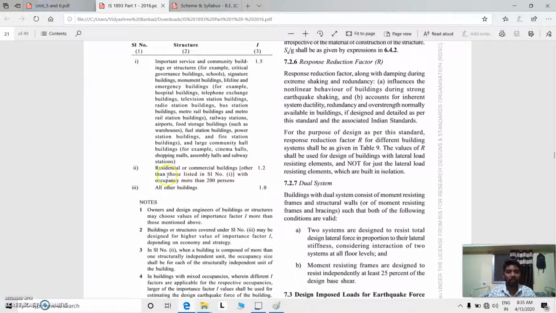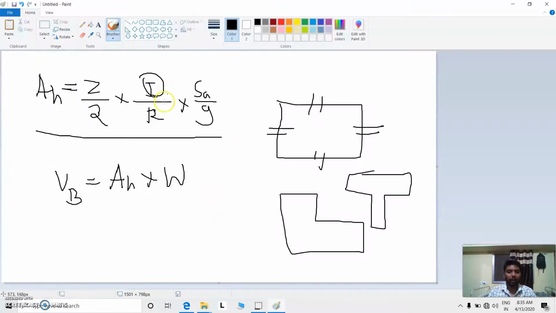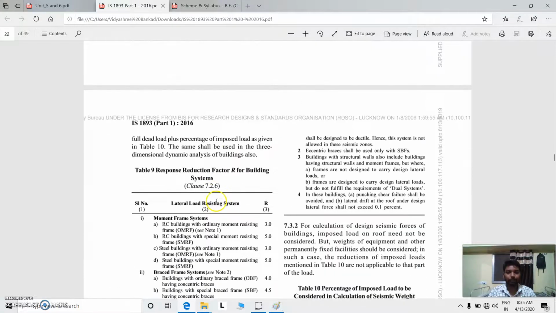Similarly, for the remaining structures, residential or commercial buildings other than those listed in case 1, we have to consider the importance factor as 1.2. Similarly, for the structures which are not considered in case number 1 and case number 2, we have to consider the importance factor I as 1, right? So here Z is the zone factor and I is the importance factor. Right here, Z is the zone factor and the zone factor values are given here.